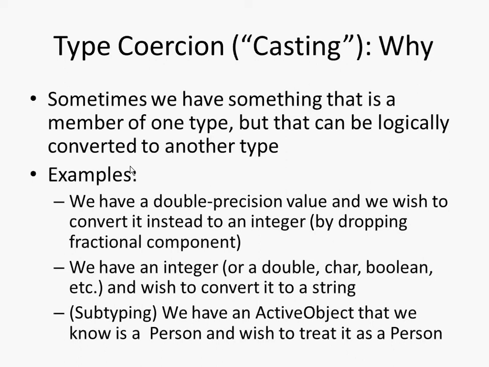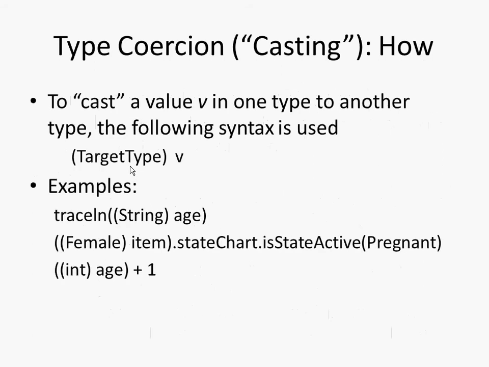We get other cases like that. So we have a double precision value, and we want to treat it as an integer. We want to drop the fraction component. When we have an integer, and we want to convert it to a string, we want to print it out or something. And as I said, we have an active object or an agent. We know it's a person, so we treat it as a person. How do we do that? We do it through this sort of thing.